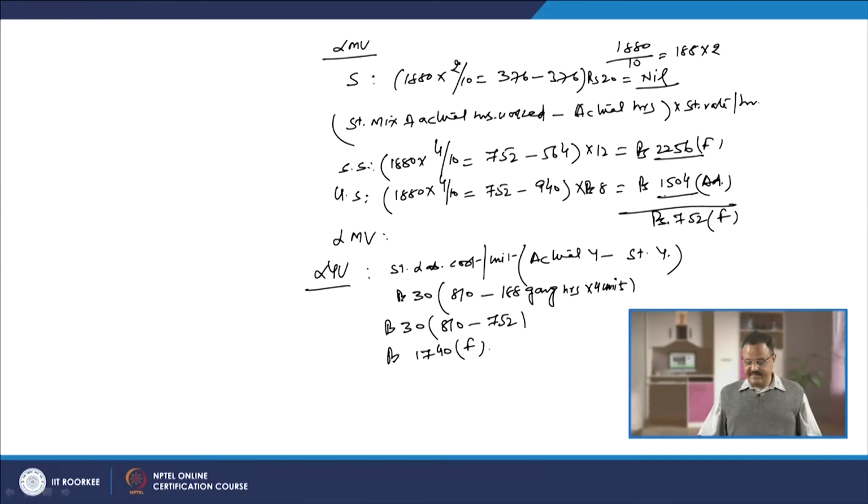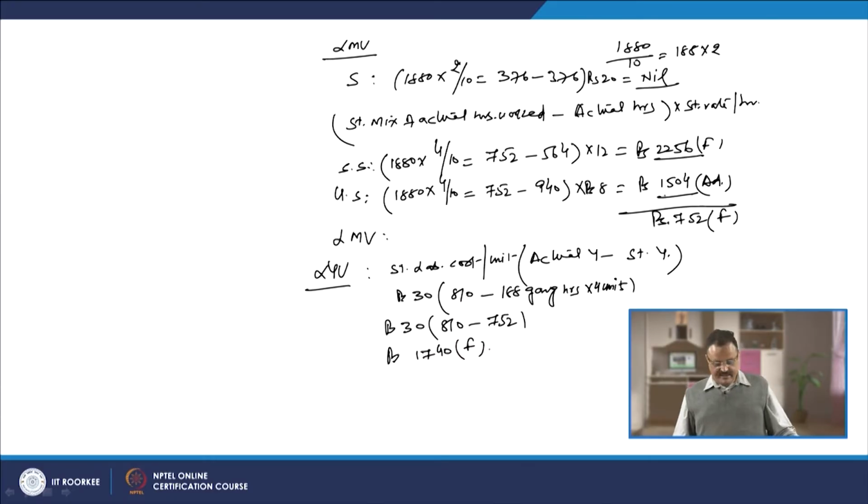And then inside the bracket is the actual yield minus standard yield. Actual yield is 810 units, which is given to us, and the standard was for 188 hours. The total number of the workers have worked, and per hour the gang output is 4 units. So, 188 gang hours into 4 works out as 752. So, this labor yield variance we have found out is 1740, and this is favorable.